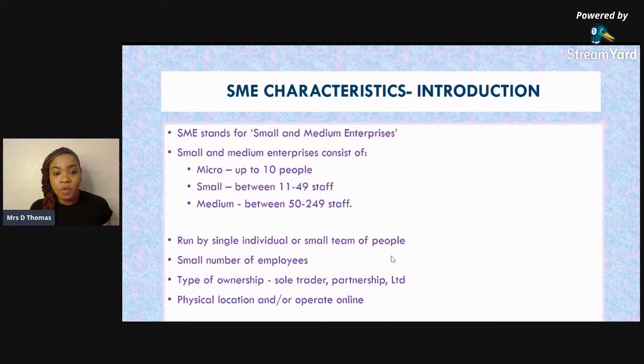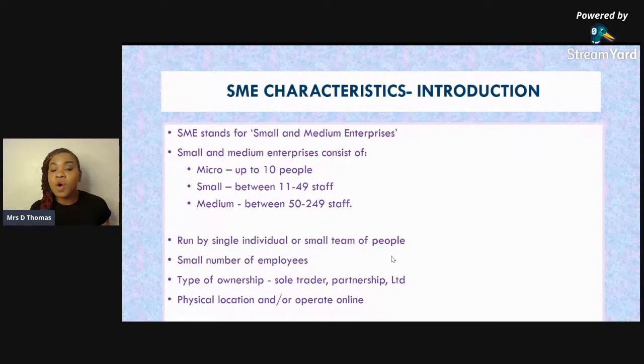So, sole trader. What is a sole trader? A sole trader means one person owns the business. So everything falls on the lap of that person. That one person will get all the profits, and also they will be liable for anything that the company incurs. Anything that the company is liable for will fall on that one person's lap.